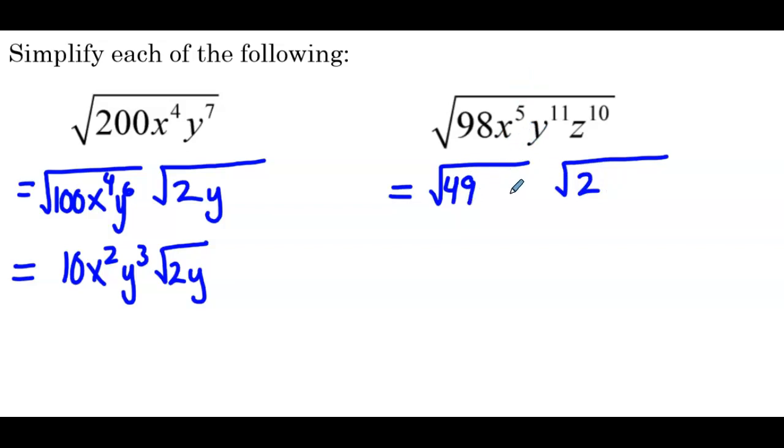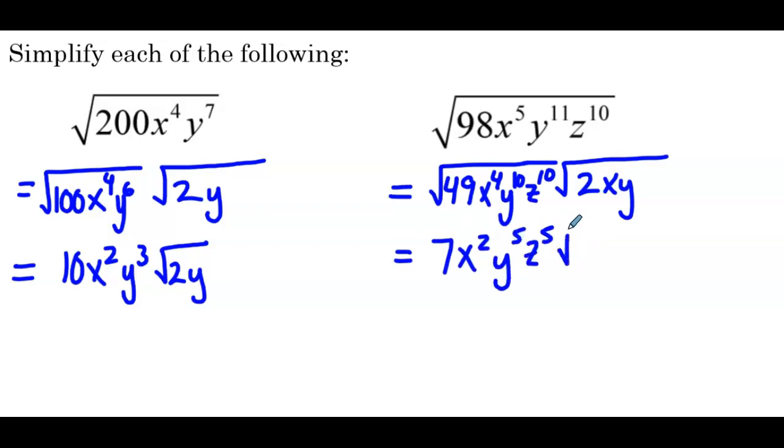X to the 5th is not a perfect square. It could be expressed as x to the 4th times x. Y to the 11th is not a perfect square. Again, it can be expressed as y to the 10th times y. Z to the 10th is a perfect square. So then we have z to the 10th. The square root of 49, x to the 4th, y to the 10th, z to the 10th is going to be 7 x squared, y to the 5th, z to the 5th, times the square root of 2xy.